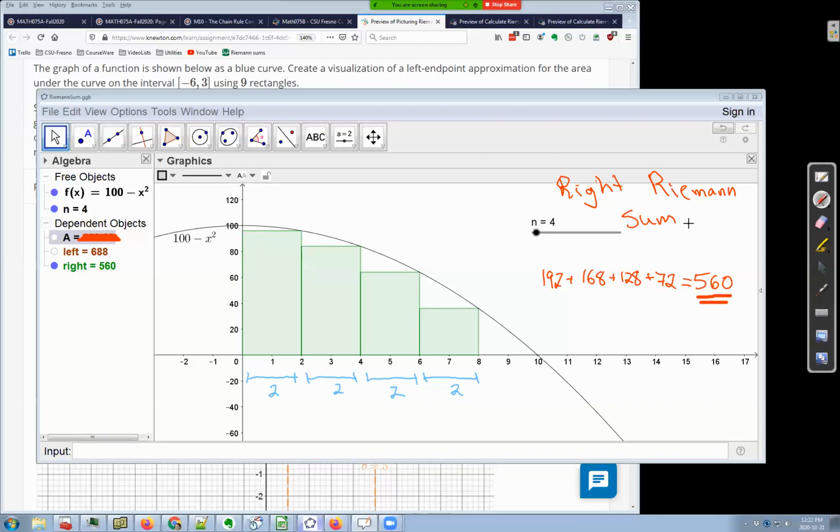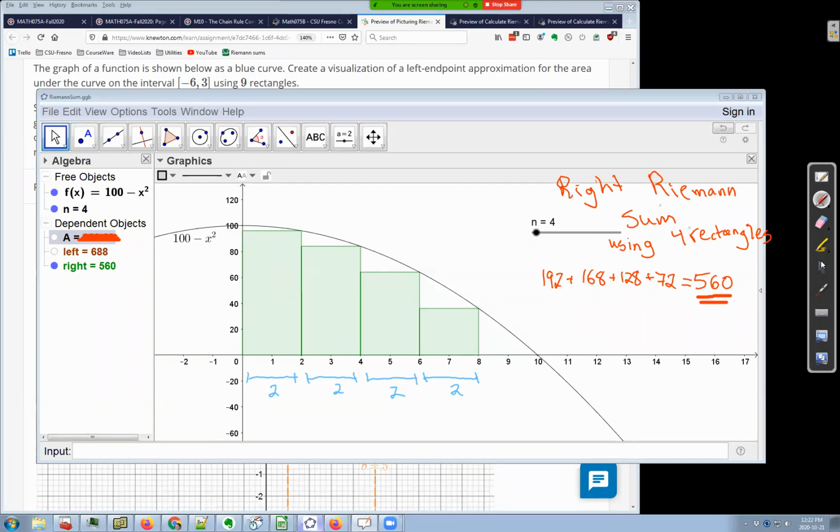And I guess if I wanted to be more specific, I could say using 4 rectangles. Using 4 rectangles. So it is really a mouthful. Apologize for the bad handwriting. So let's decompose. What do these words mean?